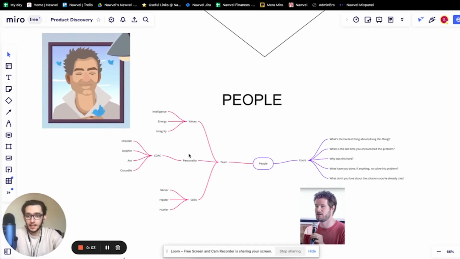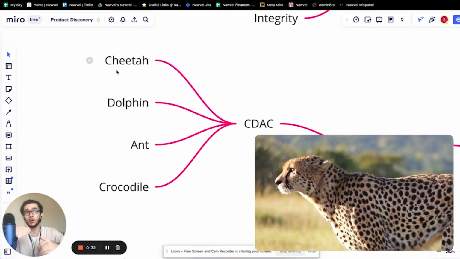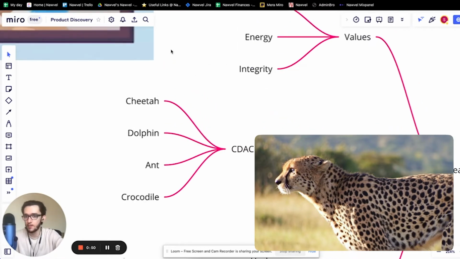As for personality, which is essentially cheetahs, dolphins, ants, and crocodiles, this is something that I picked up while I was doing my master's at HEC Paris. Cheetahs are people with speed. You want to have speed in a startup because things change quite dramatically and quite quickly. And so you want to have that pace and be able to go quick. Again, it comes down to the idea of energy. You want to have high energy.